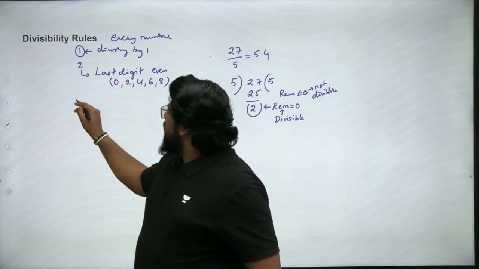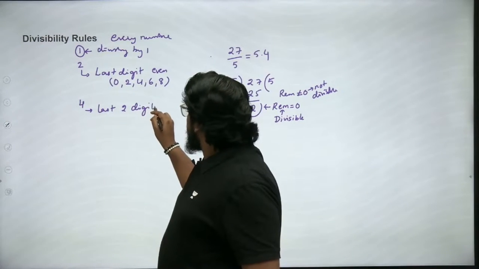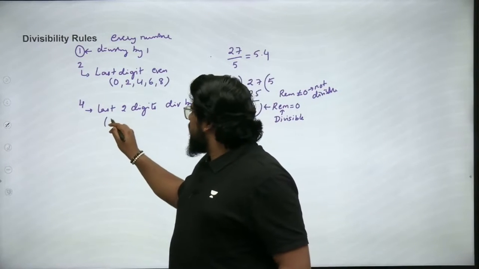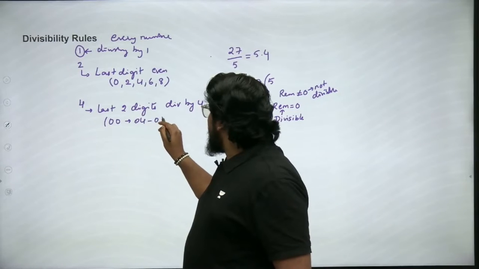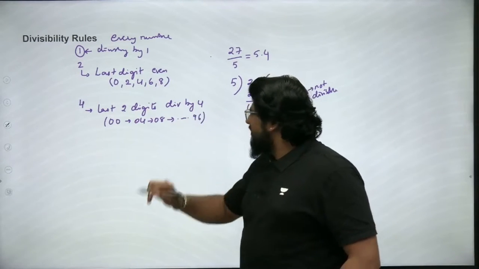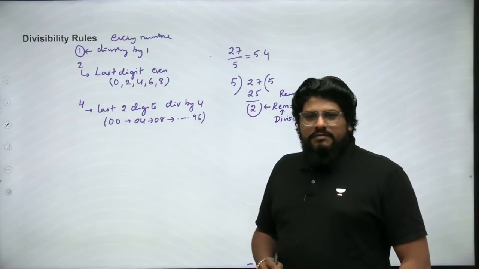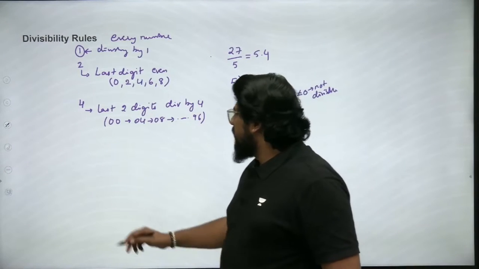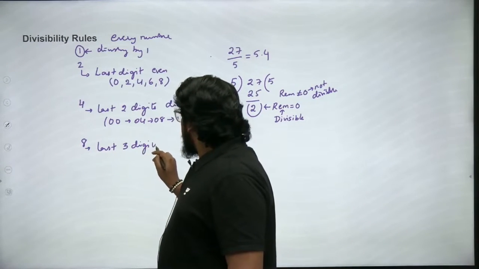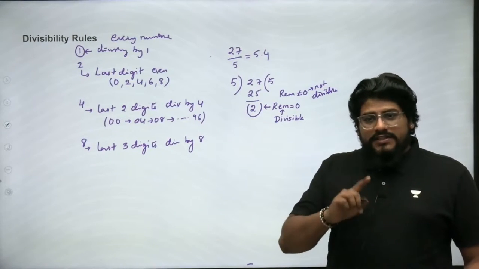Now, if I need to club similar patterns, for 4, the last 2 digits should be divisible by 4, which means the last 2 digits should be from 00, 04, 08, and so on till 96, which is 4 into 24. So guys, if the last 2 digits of a number are divisible by 4, then the entire number is divisible by 4. For 8, the last 3 digits should be divisible by 8. Then we can say that the entire number is divisible by 8.